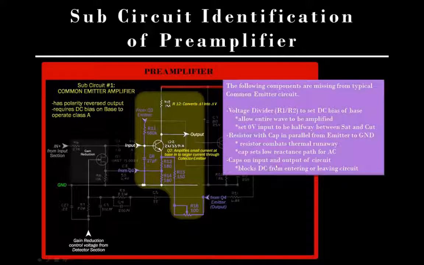And then we don't have any caps on the input or the output of the circuit, and those block DC from entering and exiting this. So no cap here for C1 and no C2 here, going between this and the output of the next transistor. Now, we looked at some circuits already that didn't have those, right? And that also were missing R1 and R2, some that were coupled differently. So that's something that's worth looking back at.